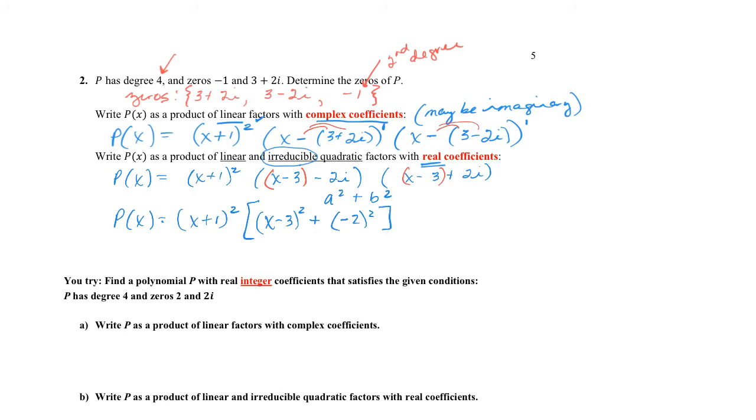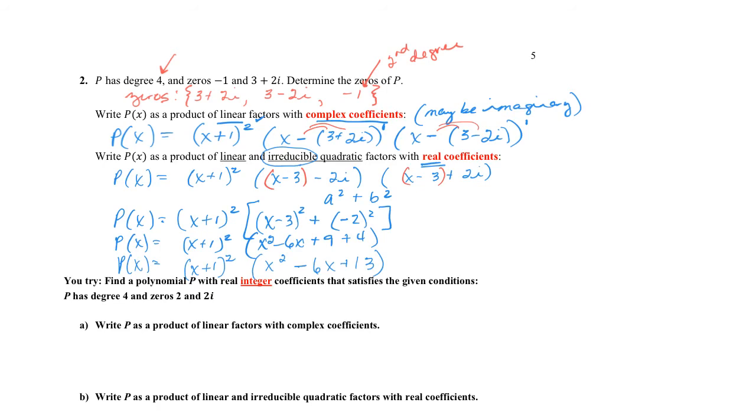And then I'm going to continue to simplify this. X plus 1 squared just gets dragged along. X minus 3 squared is x squared minus 6x plus 9. And then negative 2 squared, of course, is plus 4. P of x equals x plus 1 squared times x squared, we're going to simplify, minus 6x, 9 plus 4 is 13. Okay. And that's it. So this is now written as a product of linear factors.